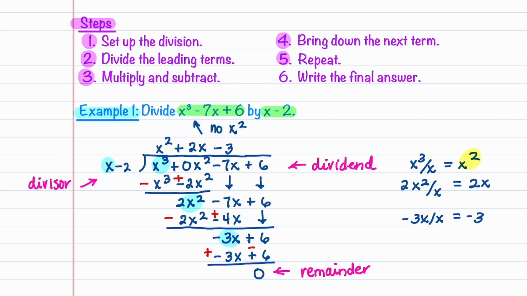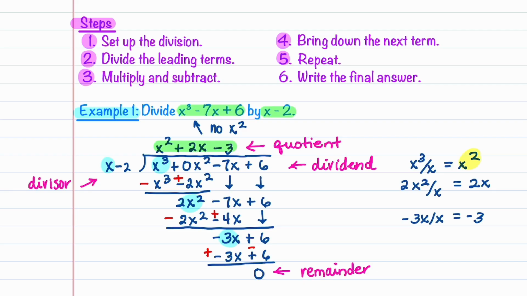And the next problem that I'm going to do will have a remainder that's not 0. And then I want to tell you one more vocabulary word before we go on. The solution that we ended up with was x squared plus 2x minus 3, and that is called our quotient.